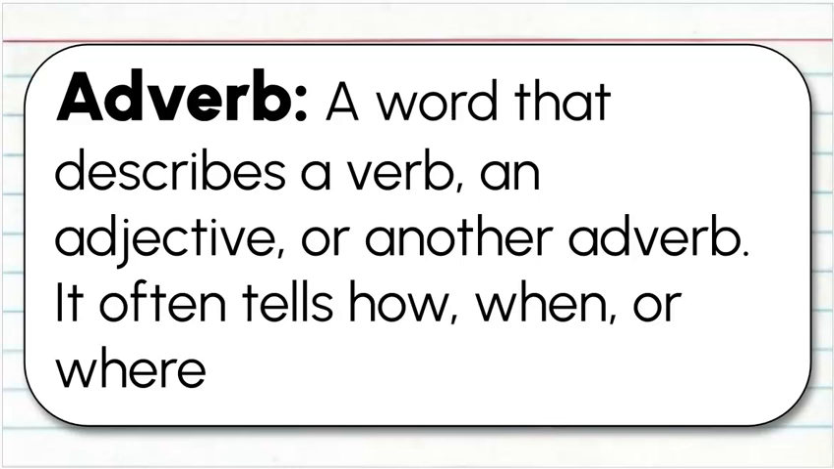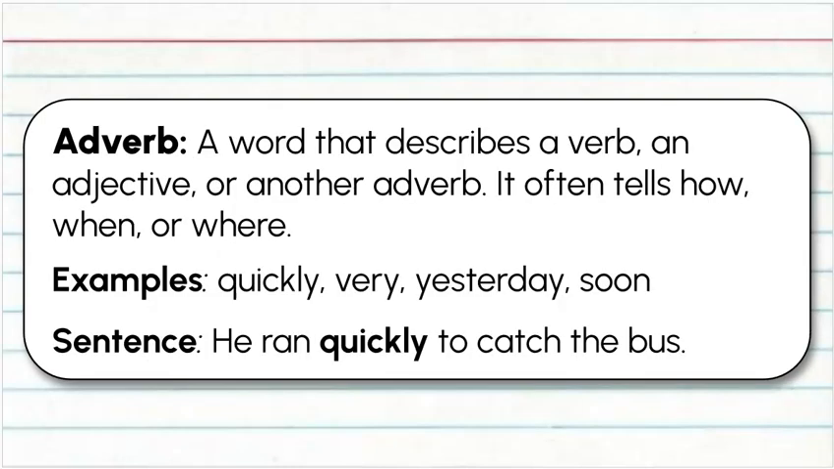Next, we have adverbs. An adverb is a word that describes a verb, an adjective, or another adverb. It often tells how, when, or where. Some examples might be quickly, very, yesterday, or soon. In a sentence, you might see it this way. He ran quickly to catch the bus. Quickly is an adverb. It describes how he ran.